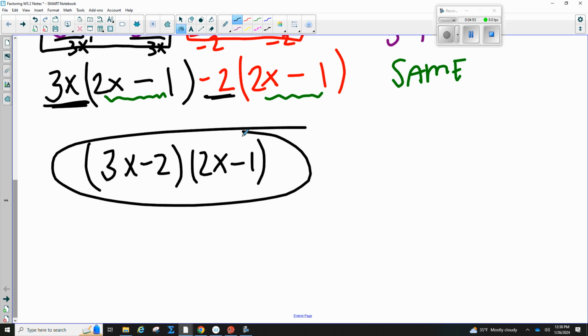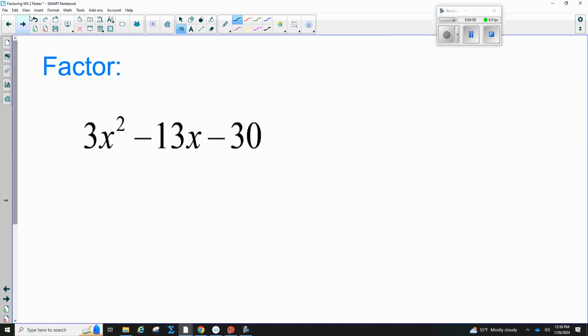All right, we're only going to do 3 of these, so let's try another one. 3x squared minus 13x minus 30.